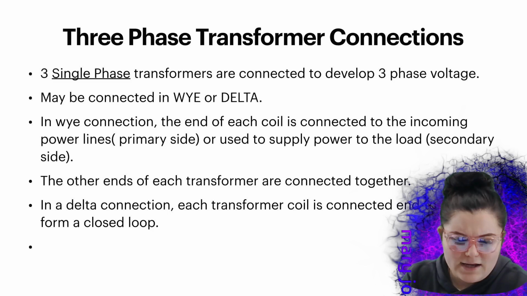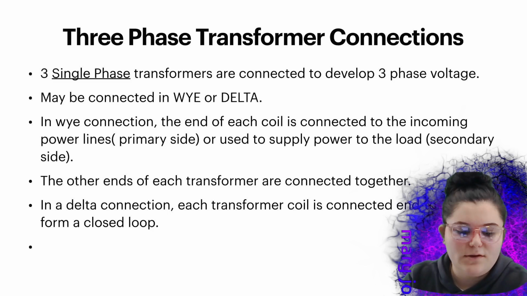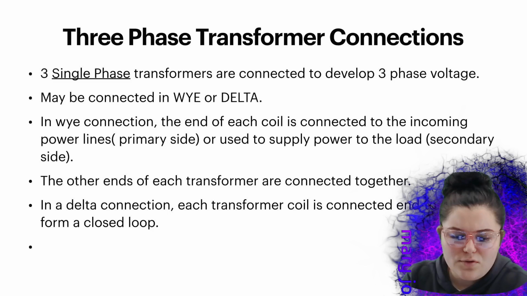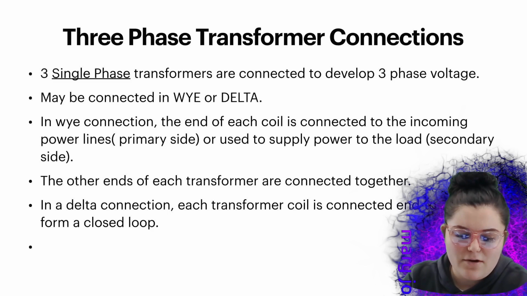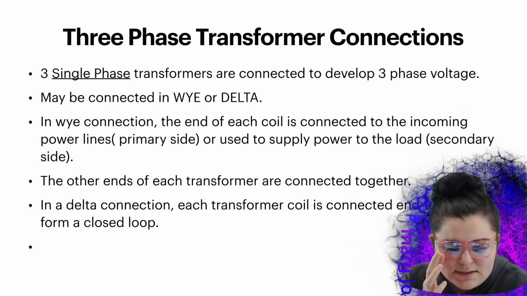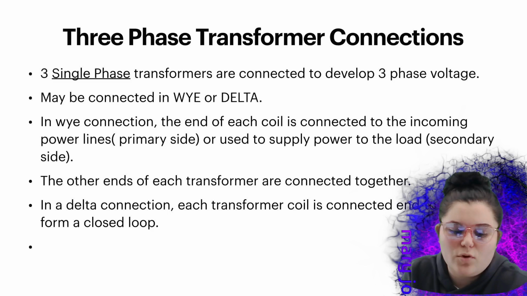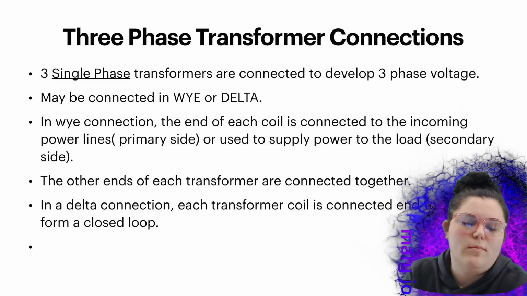In Y connection, the end of each coil is connected to the incoming power lines. That's your primary side, or used to supply power to the load, secondary side. The other ends of each transformer are connected together. In delta connection, each transformer coil is connected end to end to form a closed loop.